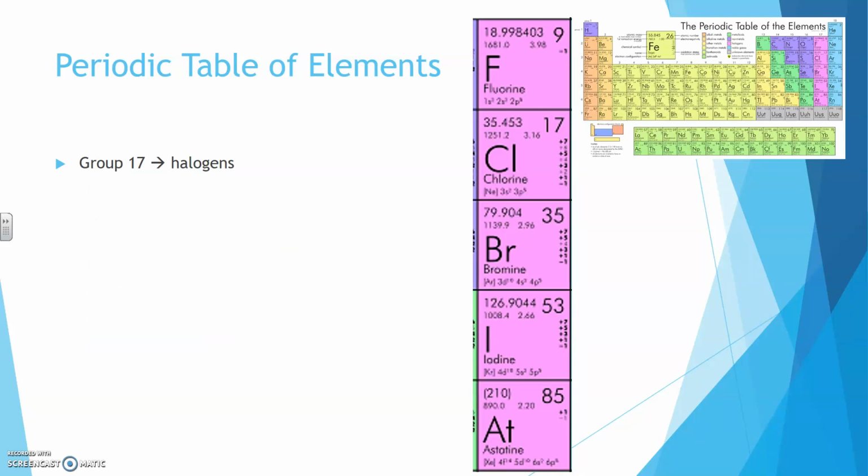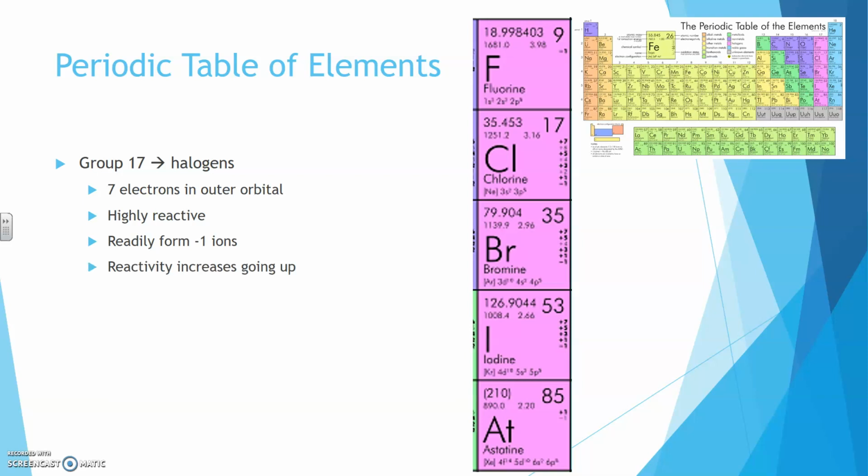Next up we have group 17. These are the halogens. Again, fluorine is one of the two most reactive elements on the periodic table. They have 7 electrons in their outer orbital, which means that they like to grab any and every electron that they can find. So they are highly reactive. Basically, any electron they find, they will grab it and react with whatever it was on. So they are kind of like the muggers of the periodic table, especially fluorine. They readily form -1 ions, and then the reactivity increases as you go up. So again, fluorine is the most reactive here.